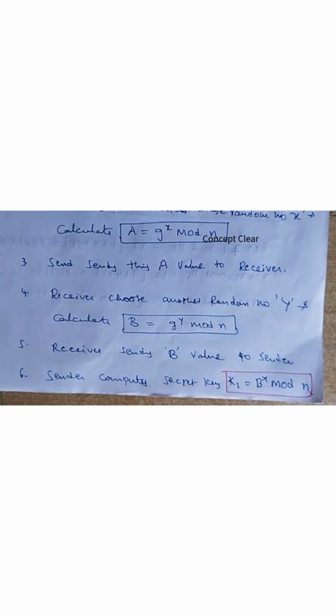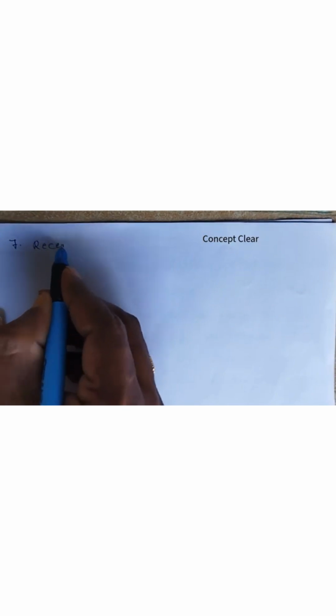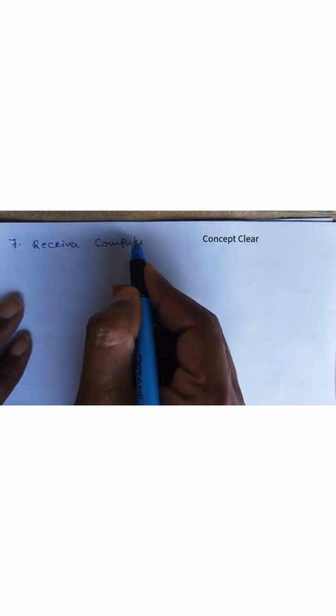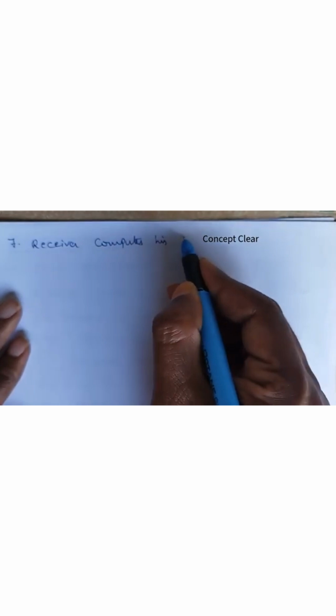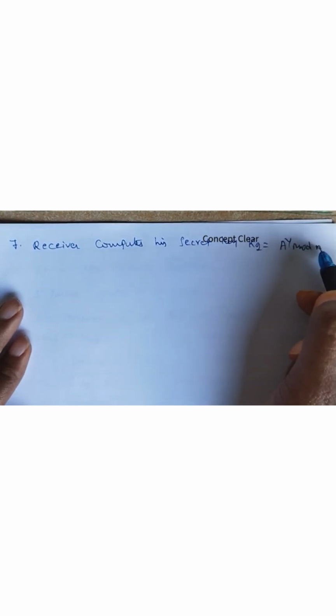Okay, next, the receiver also has to calculate the k2 value. What is step 7 here? The receiver computes his secret key k2 equals a power y mod n. Okay, this is the second, another secret key, k2.